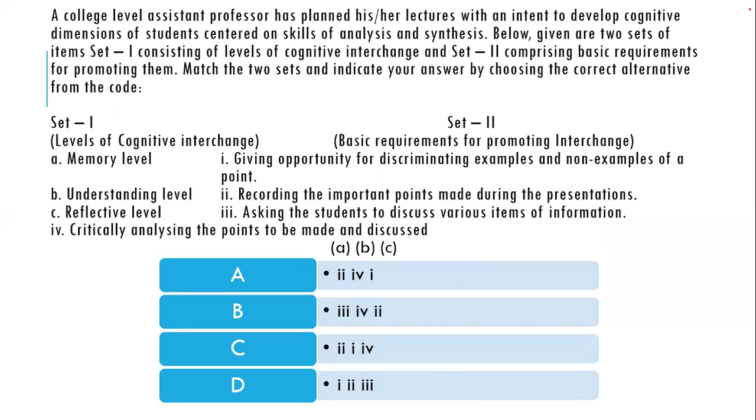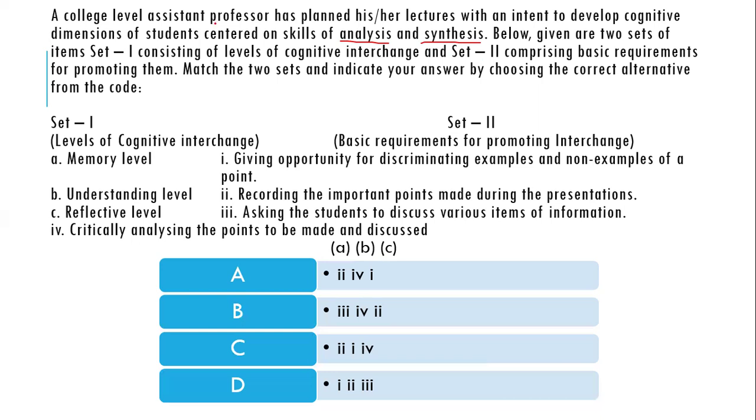Next, we have two sets of the question given here. A college level assistant professor has planned his or her lecture with an intent to develop cognitive dimension of students centered on skills of analysis and synthesis. Analysis here is breaking down instructions or going from general to specific. Synthesis means from specific to general, or going from specific part to general part.